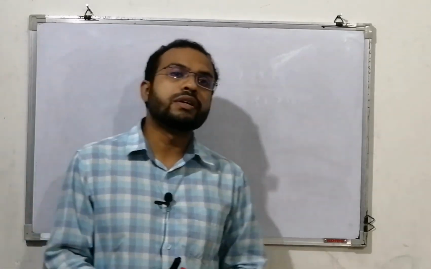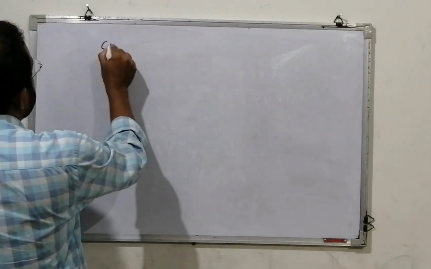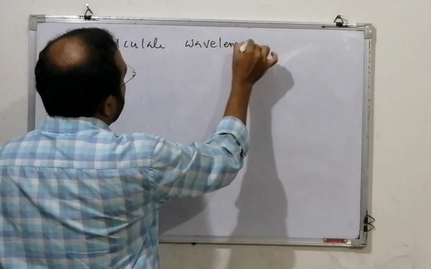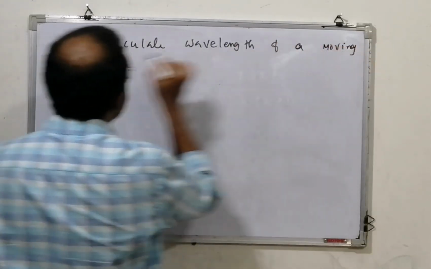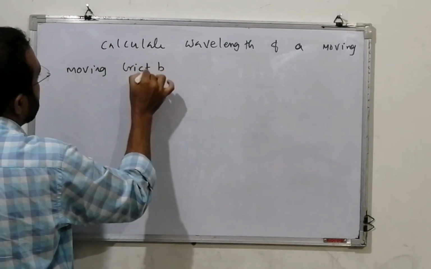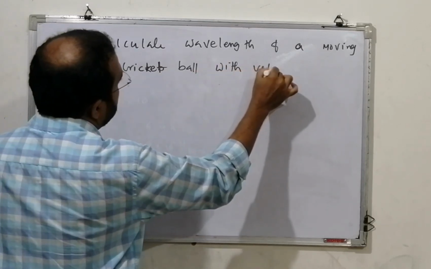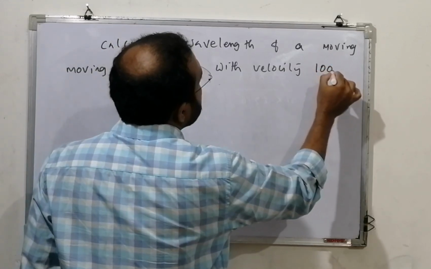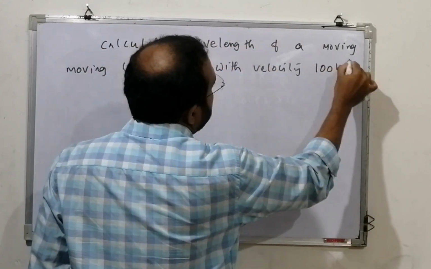Okay, if you have any doubts, you can solve that. I give you a calculation. Calculate the wavelength of a moving cricket ball with velocity 100 kilometer per second.